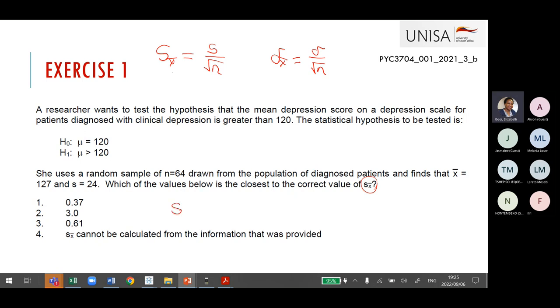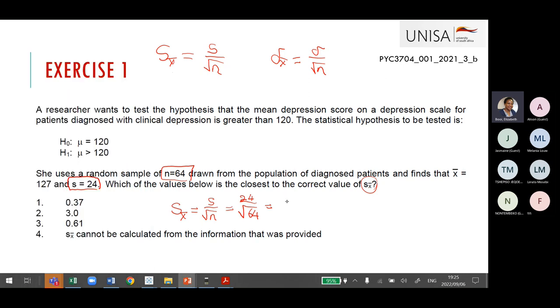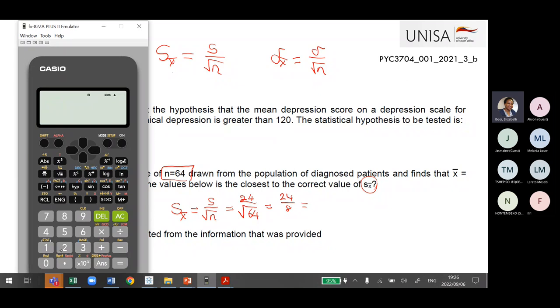So let's calculate this. S X bar is S divided by the square root of N. They have given us N of 64, and they have given you S of 24. So you can just substitute 24 divided by the square root of 64. If you want to know the square root of 64, you press the square root button and press 64, and that will give you 8. So 24 divided by 8 is equal to, 8 goes how many times into 24? 8, 16, 24, 3 times. So 24 divided by 8 is equal to 3.